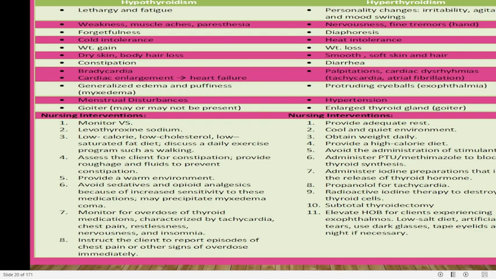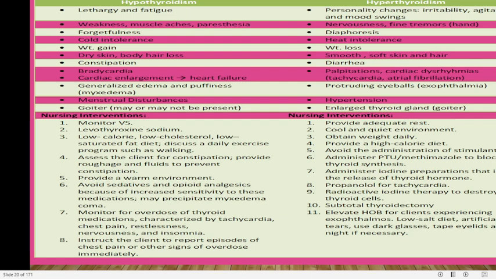You advocate for a low calorie, low cholesterol, low saturated fat diet, and discuss a daily exercise program such as walking so that you can work on the weight. Remember, these patients have weight gain. You also need to assess the client for constipation, and provide roughage and fluids to prevent constipation. You provide a warm environment. Remember, they have cold intolerance.